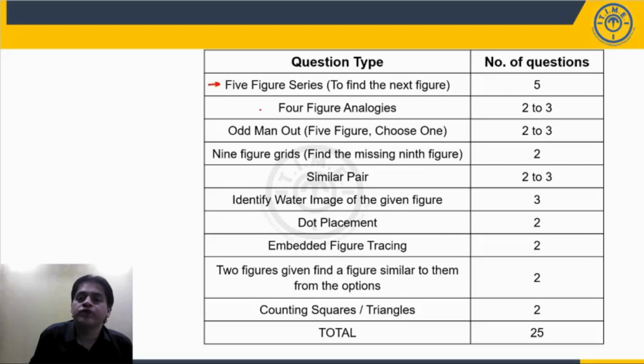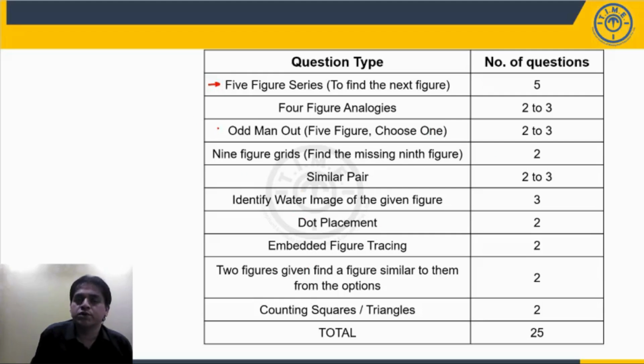Then 4 figure analogy questions were asked. There will be 3 figures given. The first 2 will be given, and there will be some relationship between them. The third and fourth figures should have the same relationship, and you have to identify the 4th figure. The number of questions was 2 or 3, so the exact number is not known. All other question types were 2 or 3 in number, while the 5 figure series questions were 5 in number.